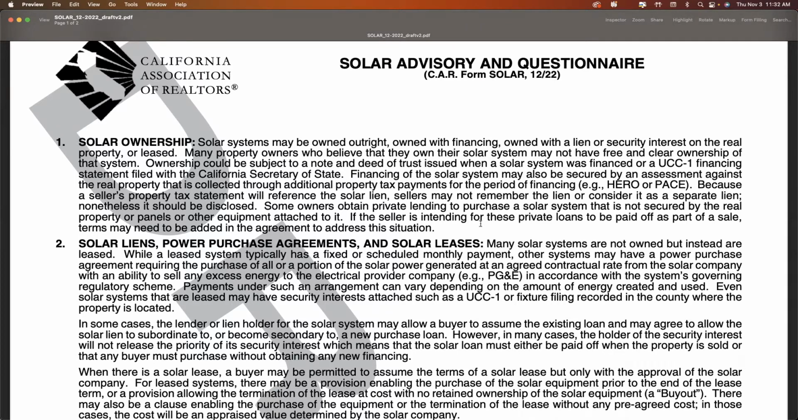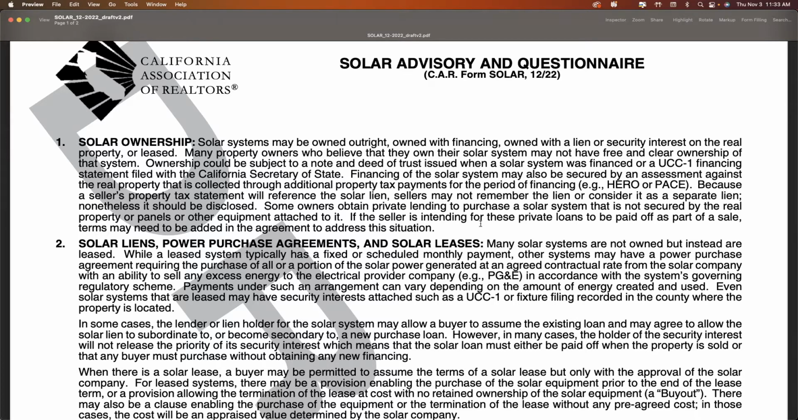Many property owners who believe that they own their solar system may not have free and clear ownership of that system. Ownership could be subject to a note and deed of trust issued when the solar system was financed, or a UCC1 financing statement filed with the California Secretary of State. Financing of the solar system may also be secured by an assessment against the real property that is collected through additional property tax payments for the period of the financing. That's a HERO or a PACE, right? Because a seller's property tax statement will reference the solar lien, sellers may not remember the lien or consider it as a separate lien. Nonetheless, it should be disclosed.